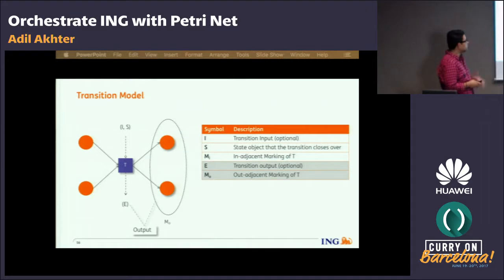The reasoning behind using this kind of transition model is that we thought, okay, if we are defining a process with Petri Net, somehow we need to migrate from one version of the process to the next version. So we had some notion of versioning with the state. We could do something about it.